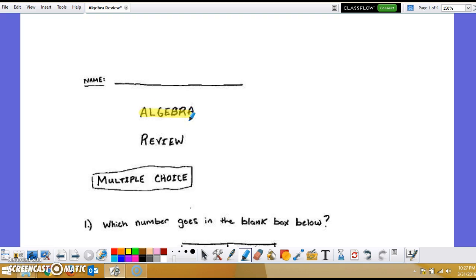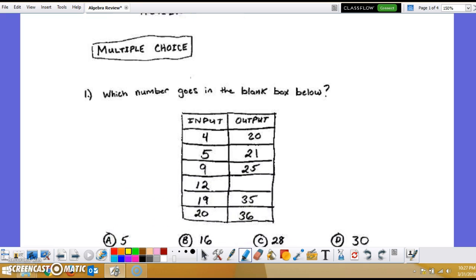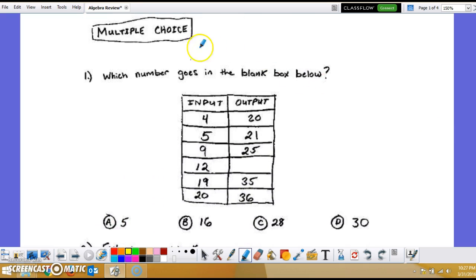Our algebra test is coming up and we've applied, studied, and utilized many algebraic thinking concepts over the last week or so, and now we're going to have a cumulative review to get ready for our test. Let's take a look at the first couple of questions. First few are multiple choice. So we have choices A, B, C, and D.